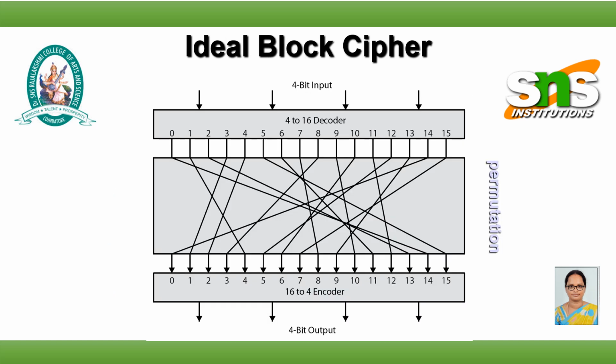This is the pictorial representation of an ideal block cipher. Here we have a 4-bit input that will be sent to a decoder. That decoder sends that information to perform the permutation, which means it interchanges the values we have given. After that, the interchanged permuted values will be sent to an encoder. At last, we get the ciphertext. In this form, we are performing it.